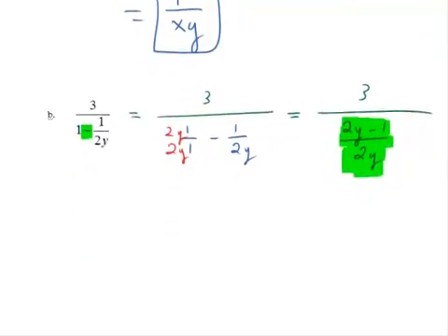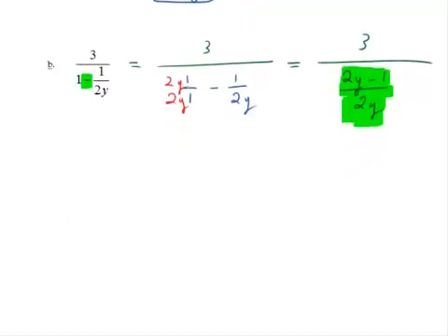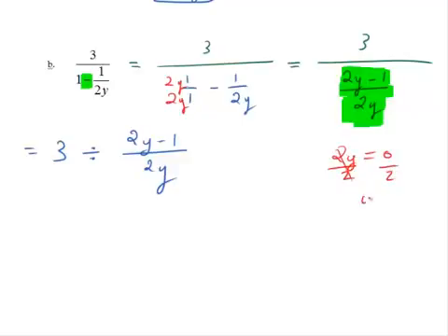So once you set up with that, now we can finish the problem like we just did on the other one. So we can say this is 3 divided by the value 2y minus 1 over 2y. So this brings up our first restriction. Notice that the bottom cannot be 0. So if 2y was 0, it would be that y cannot be 0.